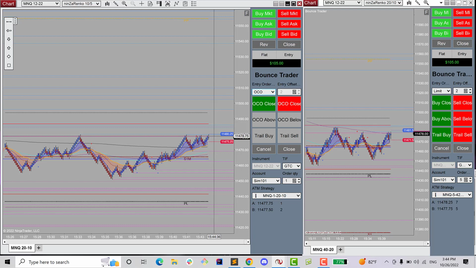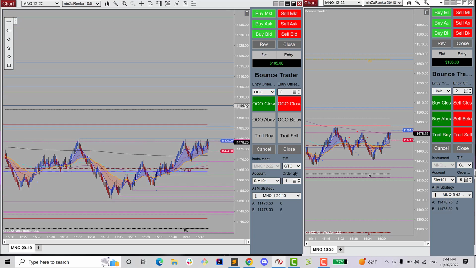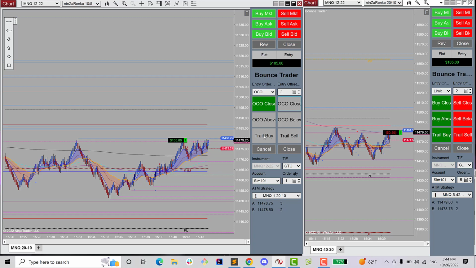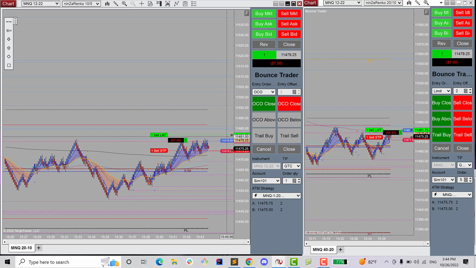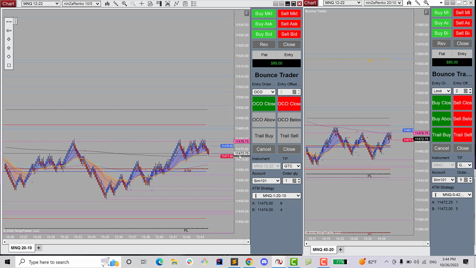So let's see, like in this area, let's find the bar. So let's say this bar, see, it closed bullish. It probably wasn't a good example because it was all the way to the resistance, but anyways, we said the bar closed bullish, so it opened a buy order. It's probably gonna take me out, which is okay.